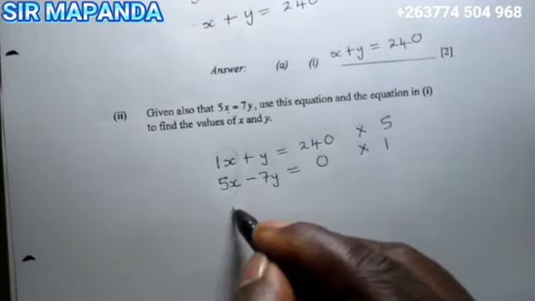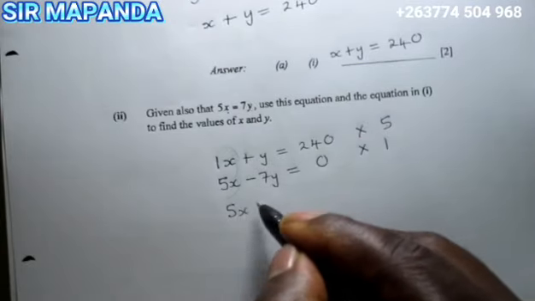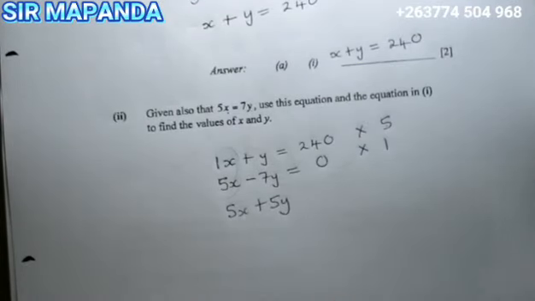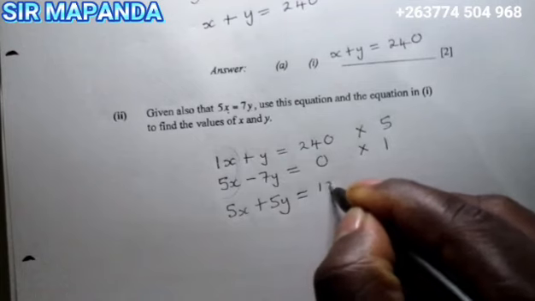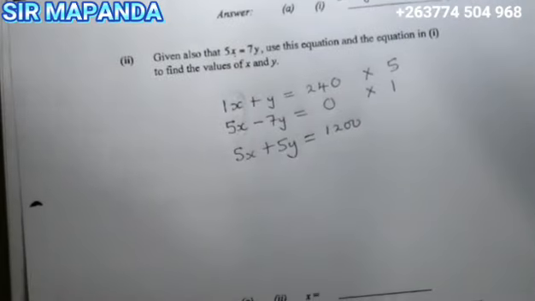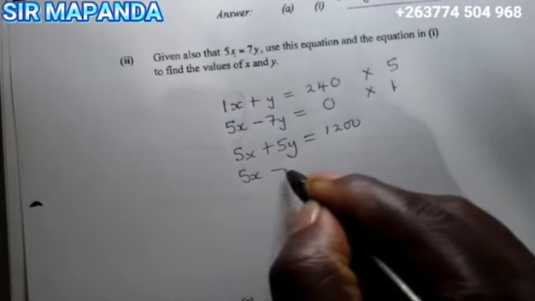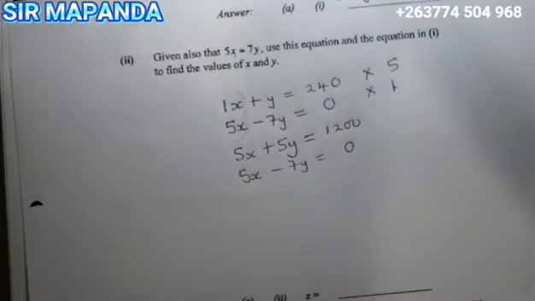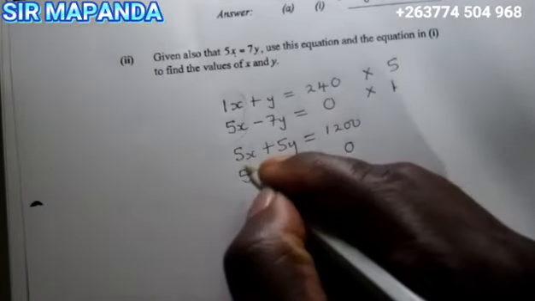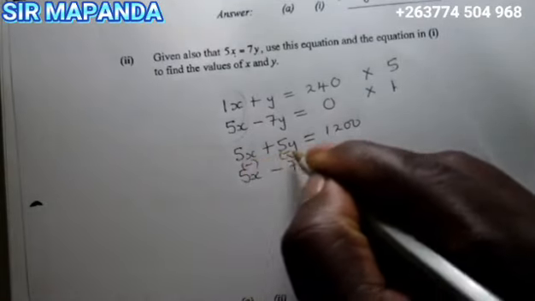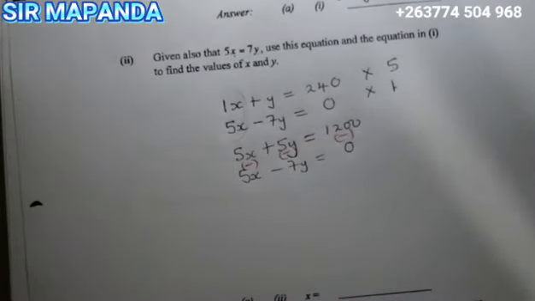So 5 times x, you get 5x. 5 times y gives you 5y. Then it equals 240 times 5. What do you get? 1200. Then after that, 1 times 5x, you get 5x minus 7y equals 0. So to make sure that you do not miss it, you put a negative sign in between like terms.